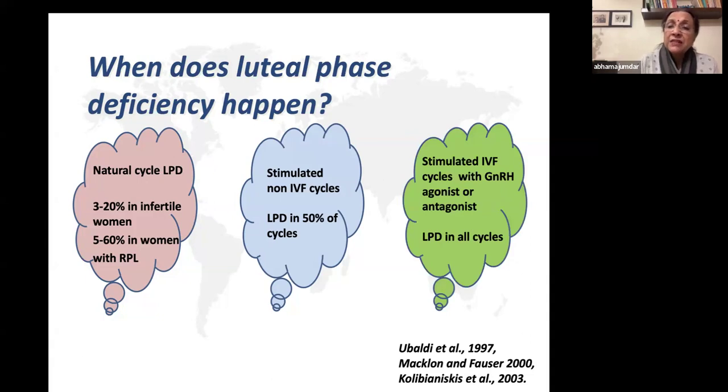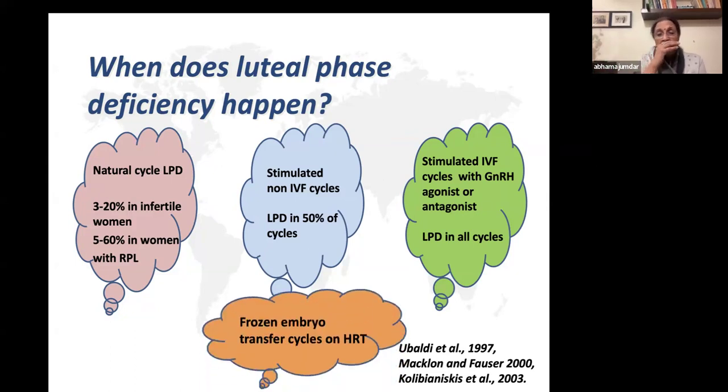Then we come to stimulated IVF cycles using either GnRH agonist or antagonist, and luteal phase defect would happen in all cycles, all cycles, unless they are supported. And the last is frozen embryo transfer cycles on HRT. We'll have to make the luteal phase. There would be luteal phase deficiency if we do not support it. You put an embryo inside after giving estrogen, and if you don't support the luteal phase with a different hormone, it will happen in every cycle.